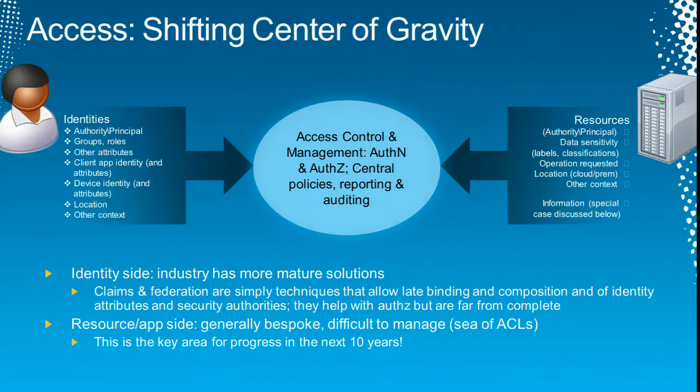We have the requested operation, which comes over from the user saying, I want to, for example, read or call method Y on object Z. The location of the resource is also an important attribute on the resource side, and there's other context there as well. There's a special case for the moment: the actual information that flows from the resource. The model I'm using here is the user makes a request, and then the information flows back.